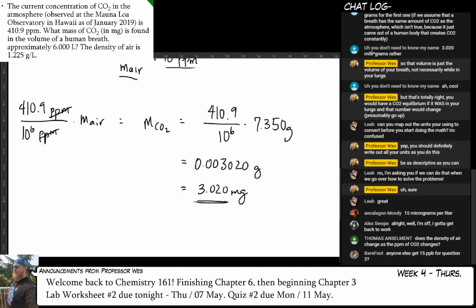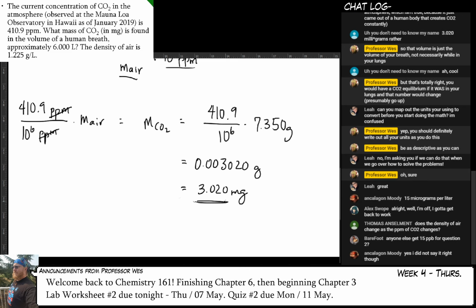So if you take a 6-liter breath and you exhale, what you didn't produce would be 3.020 milligrams. Does the density of air change as the ppm of CO2 changes? It does. And the reason for that is because CO2 is heavier than other things in the air.